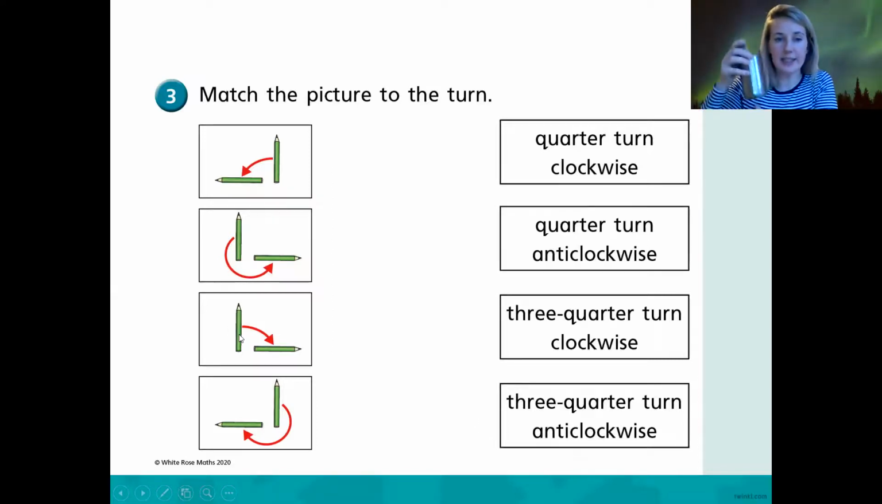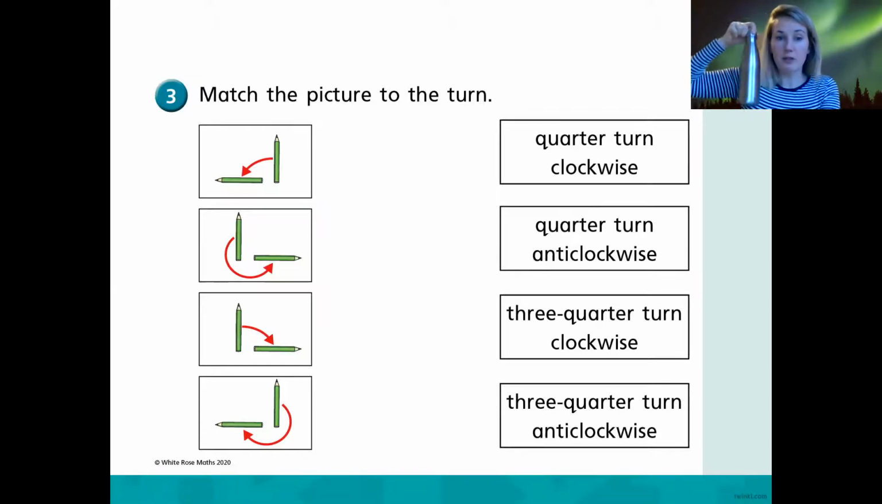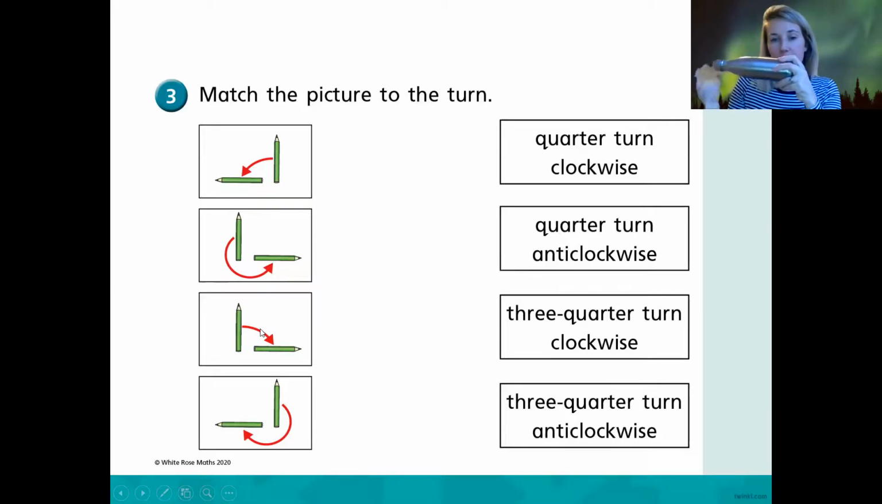This one here, look at that pencil here. Look how small that arrow is, that red arrow. It's going that way. So it's a quarter turn. Has it gone with the clock? Yeah, quarter turn clockwise. Now this is a big one, look, it's facing that way. 1/4, 2 quarters, 3 quarters. So that one is 3/4 turn clockwise.